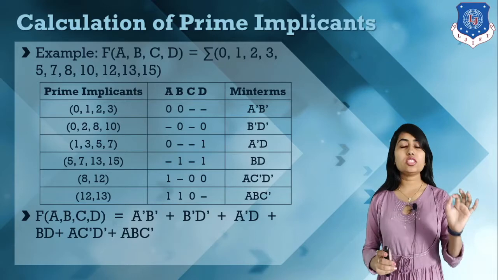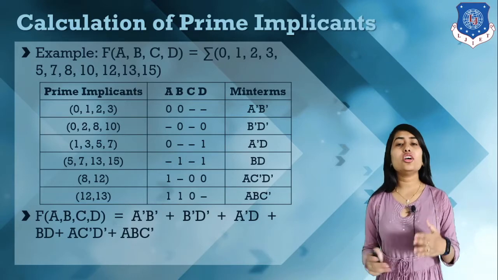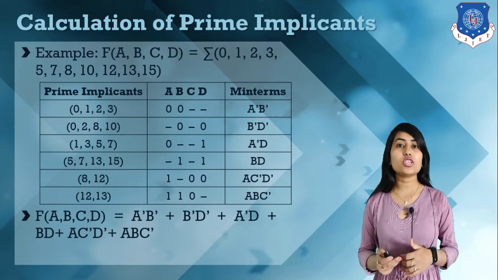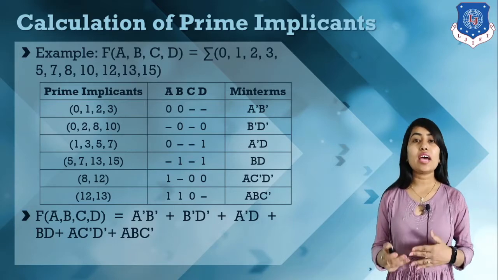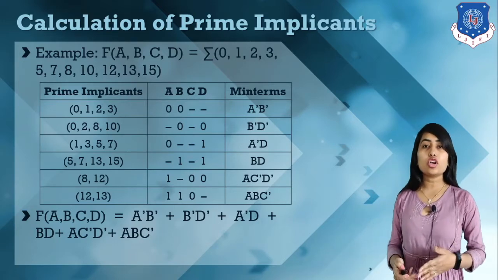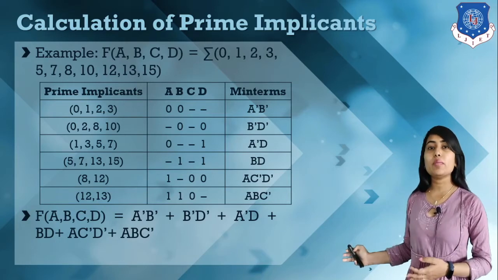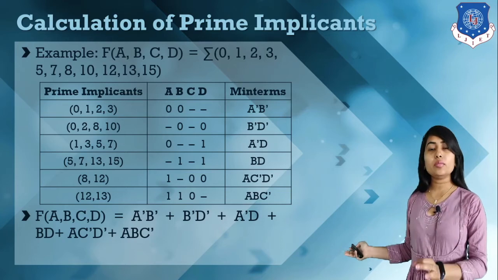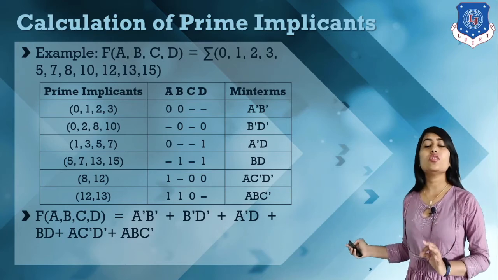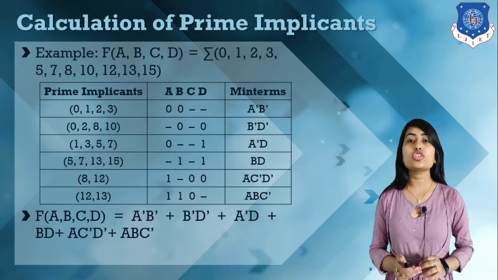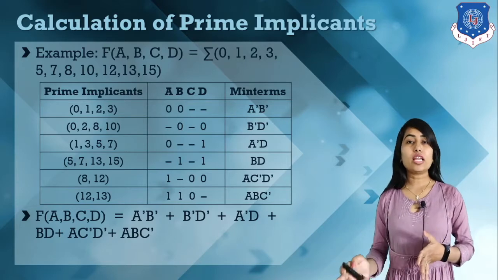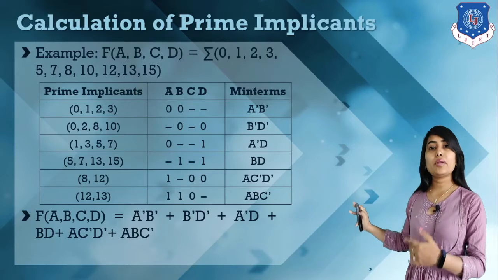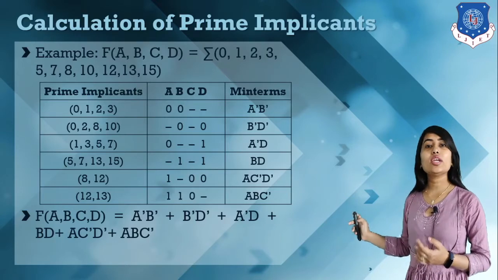But these prime implicants are not always a simplified version of our logical functions. It may be possible that we have some other terms also included in these prime implicants. This is not a minimal solution of our logical functions. To find the minimal solution we have to calculate essential prime implicants. So these are all the prime implicants. This is how we can calculate prime implicants.